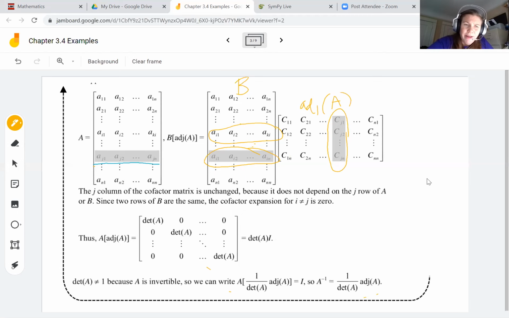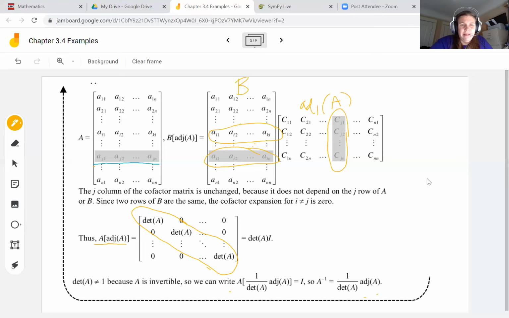So thus, matrix A multiplied by its adjoint matrix is going to be a matrix with the determinants on the diagonal and zeros everywhere else. So we can think about this as the determinant of A multiplied by I. Remember, the determinant of A is just some constant value, so it's like a constant multiplied by the identity matrix.